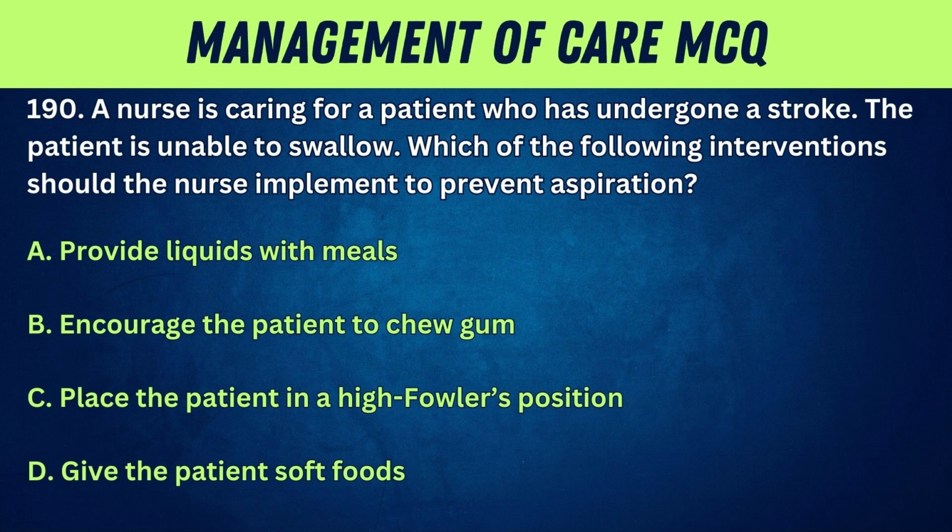190. A nurse is caring for a patient who has undergone a stroke. The patient is unable to swallow. Which of the following interventions should the nurse implement to prevent aspiration? A. Provide liquids with meals. B. Encourage the patient to chew gum. C. Place the patient in a high Fowler's position. D. Give the patient soft foods.